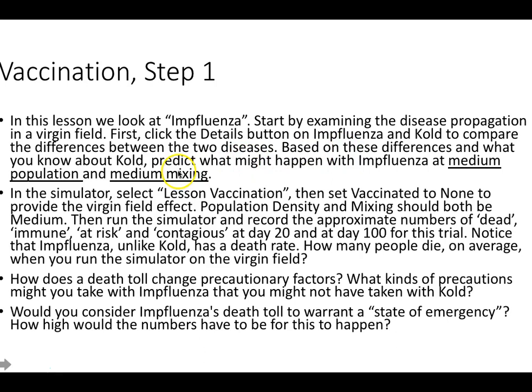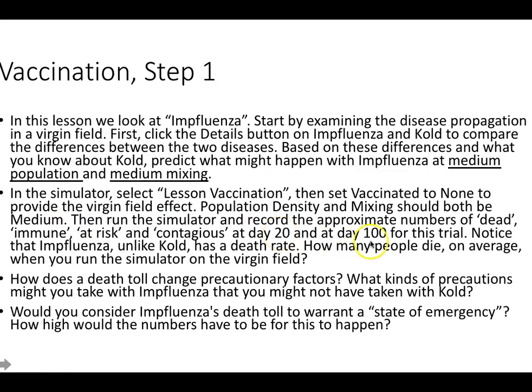And now what we're going to do is we're going to do medium population and medium mixing for influenza. Okay, so in the simulator, you're going to select vaccination as a lesson, and then set the vaccination to none. That's going to be a control, and that gives you your virgin field effect. And the population density and mixing are both medium. Okay, so now what you're going to do is you're going to run it. It'll run automatically up to 100 days.